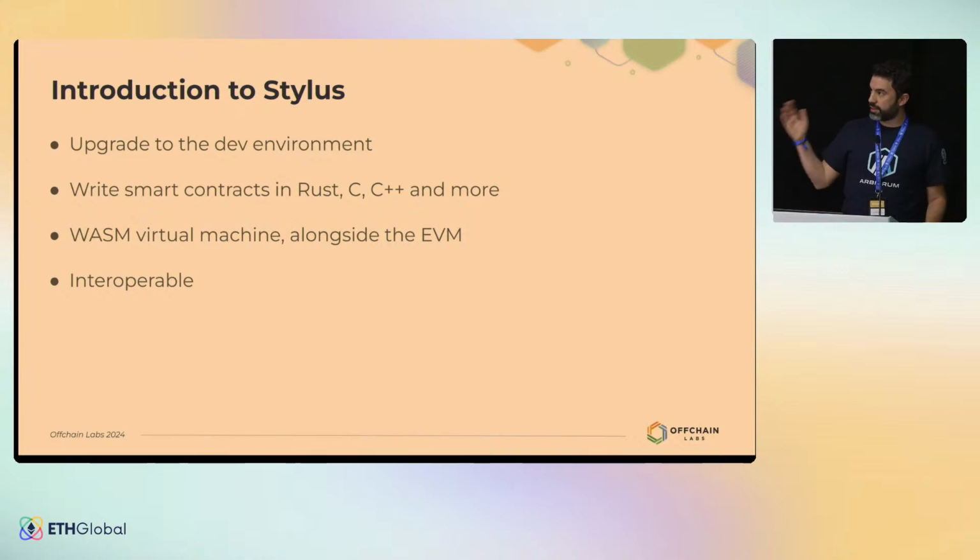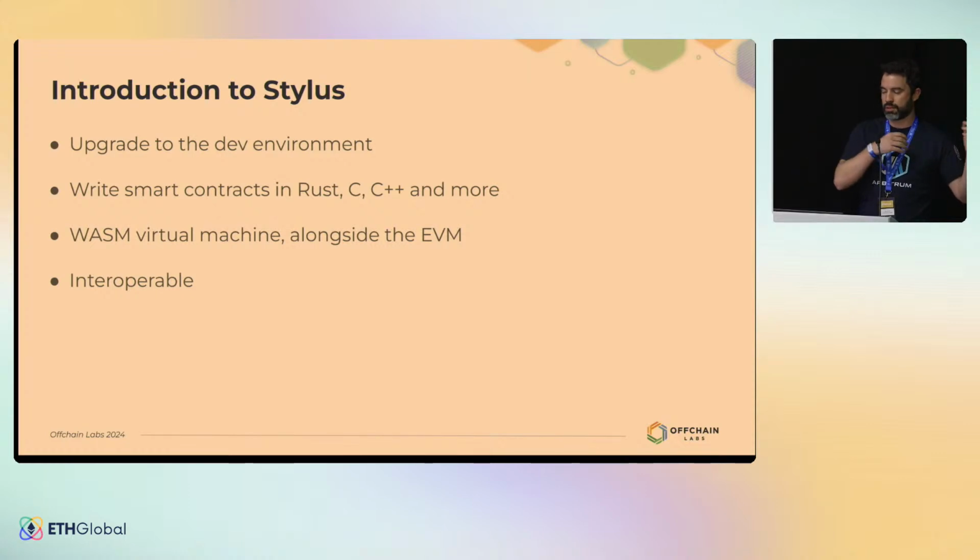So what is Stylus? Stylus is an upgrade to the current development environment for smart contracts on EVM chains. So basically now if we want to write smart contracts, you usually do that in Solidity or in Vyper. And with Stylus, you are able to write smart contracts in Rust, C, C++, and other languages, okay? The way this works is that alongside the EVM, there is a new virtual machine that executes programs written in WASM. So actually any language that can compile down to WASM can run on this virtual machine, and both virtual machines can speak to each other.